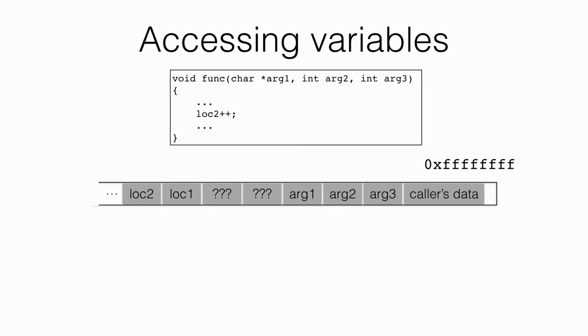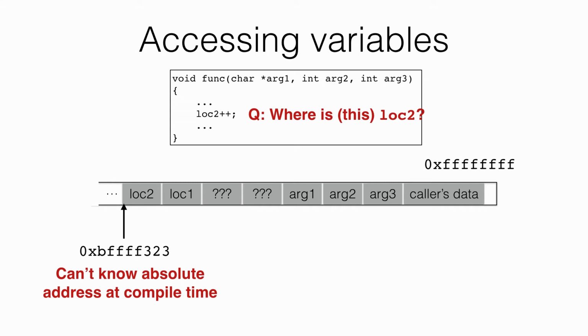Now, suppose the compiler is generating code to access these variables. So here we show that within the function, it wants to increase the value of loc2 by 1. How will it do this? Well, in order to do it, it needs to know where loc2 is stored on the stack. Suppose, for argument's sake, that it's stored at this particular address. How will the program know that?